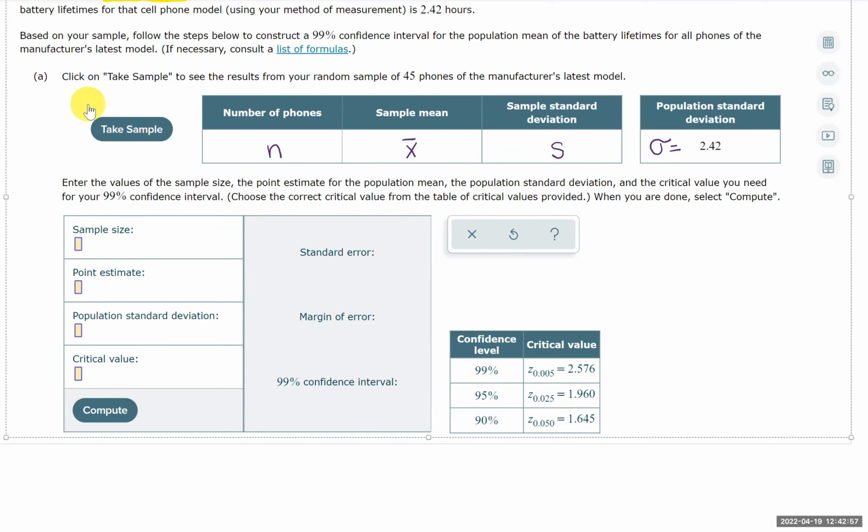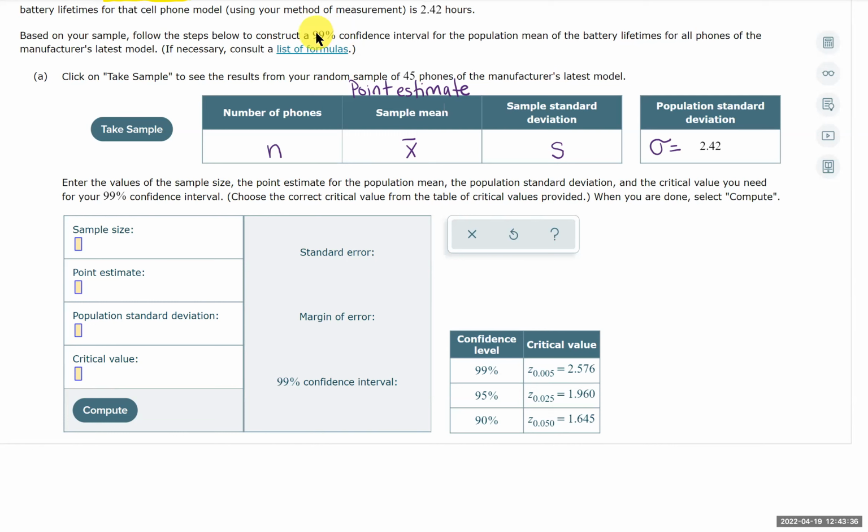So after you take your sample, you'll be recording your sample size. And then we need to know the point estimate. The point estimate for the population mean is the sample mean. So the sample mean is our best point estimate, our best single number to estimate mu, the x bar value from the sample. And then it will ask you for the population standard deviation. We put that in.